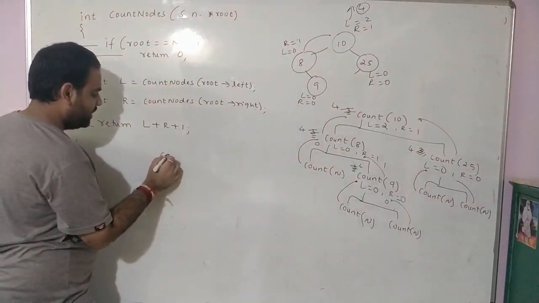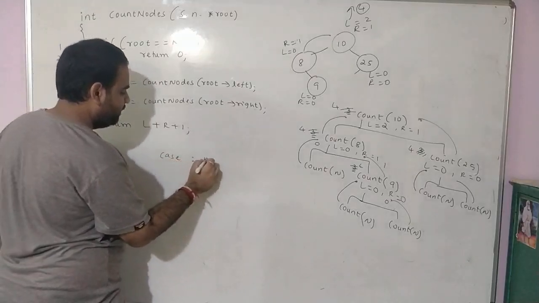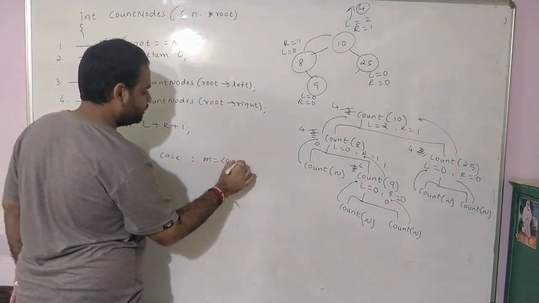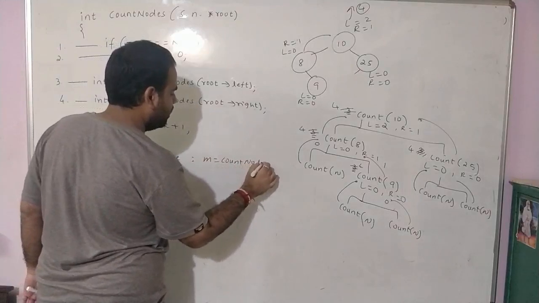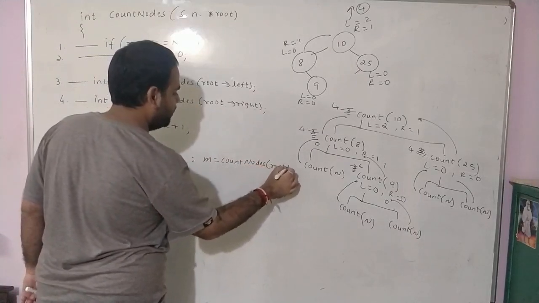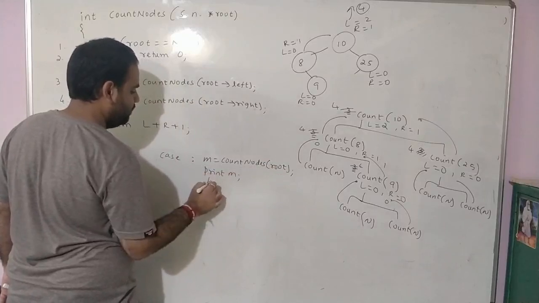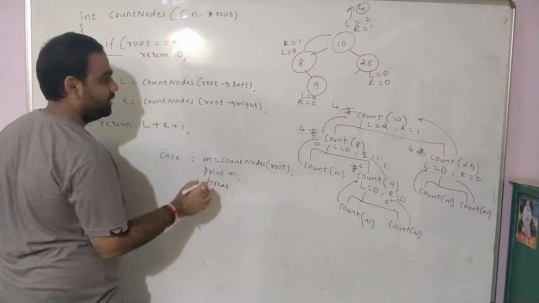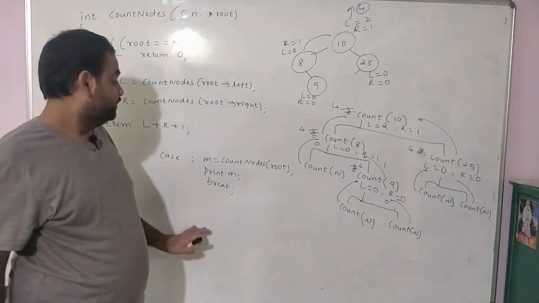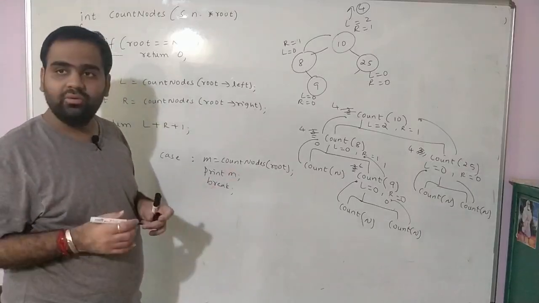And how do we write the case over here? Whatever is the case number, you say M is equal to count nodes. Then what do we say? We say root, and you print the value of M, and you say break. That's the end of the count nodes function. How do you count it?